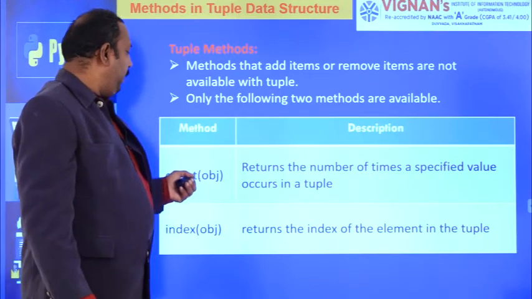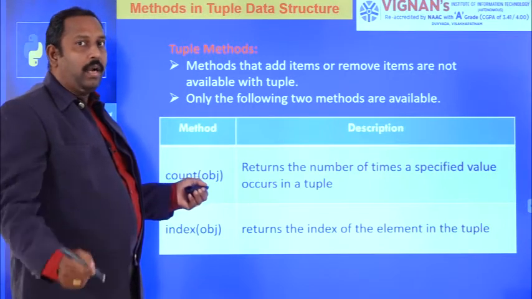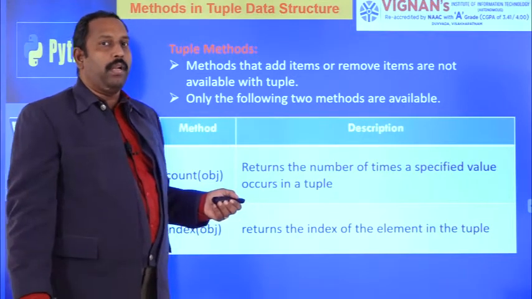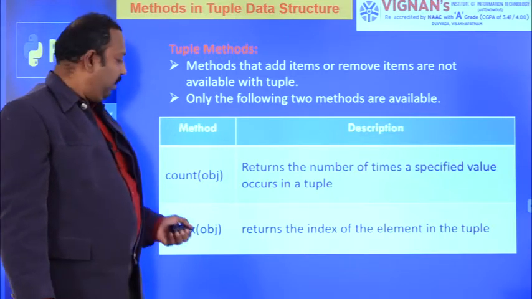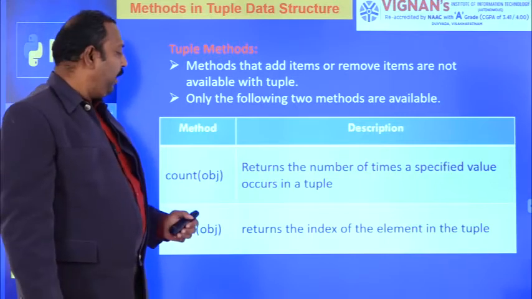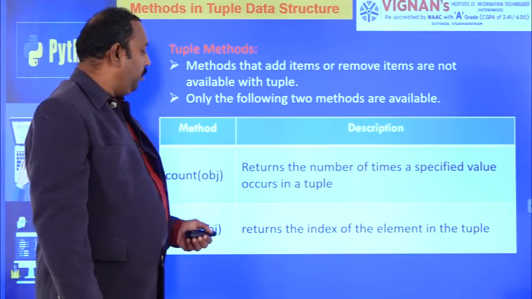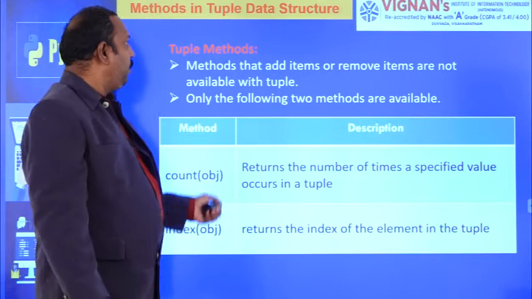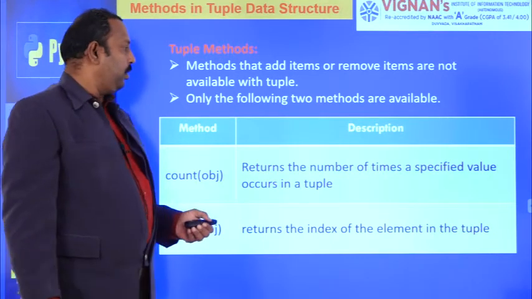Count tells how many times an object exists in the tuple. Because duplicates are allowed, the same item can exist multiple times. Suppose I want to know how many times a particular element exists in the tuple, then you have to use the method called count. And we can also use another method called index, which returns the index of the element in the tuple. If you want to know the position of a particular element, that can be identified by using the index method. These are the two methods available in the tuple data structure.